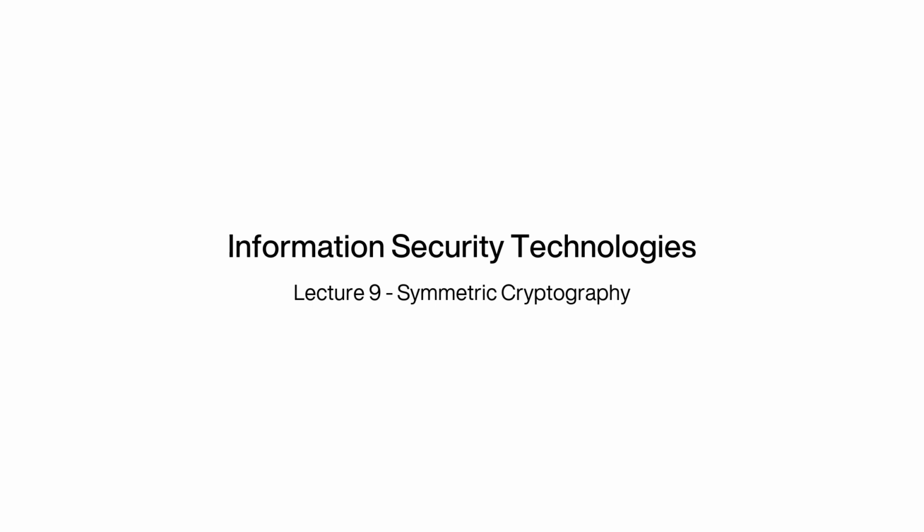Part 1. Principles of Symmetric Encryption. The basic concept. Symmetric cryptography, also called secret key cryptography, is the oldest and most intuitive form of encryption. The fundamental idea is remarkably simple. Both the sender and receiver share the same secret key. This key is used both to encrypt the plaintext into ciphertext and to decrypt the ciphertext back into plaintext.